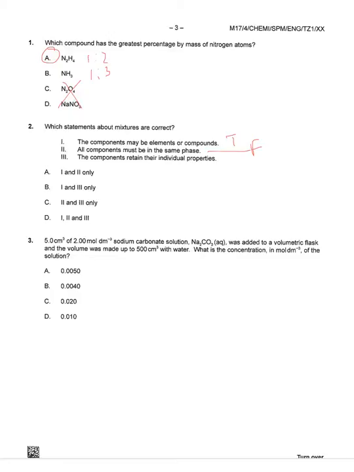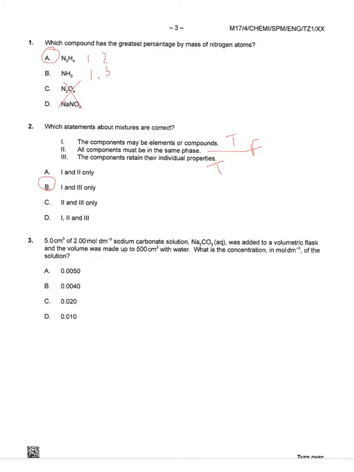And 3, the components retain their individual properties. That's also true. That's one of the characteristic features of a mixture, that they've just physically mixed so each substance retains its properties. So that leaves us with 1 and 3 only, which would be B.